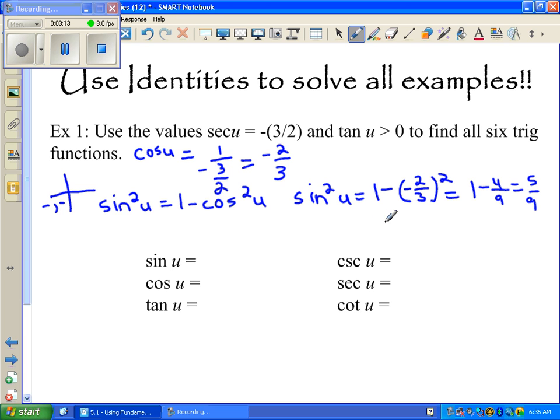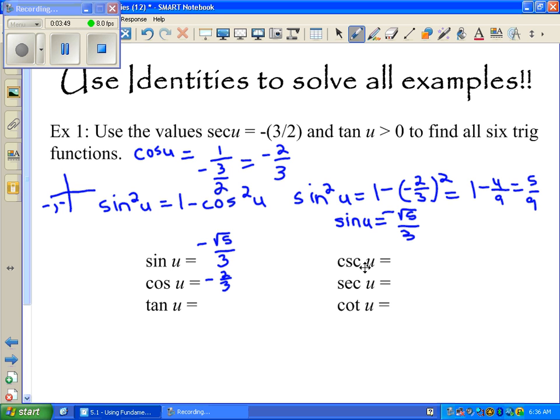That is sine squared, so I have to take the square root of both sides, and I get that sine u is equal to the square root of 5 over 3. Remember that you're in this quadrant over here, so that has to be negative. So my sine is negative square root of 5 over 3. I already know that my cosine is -2/3.